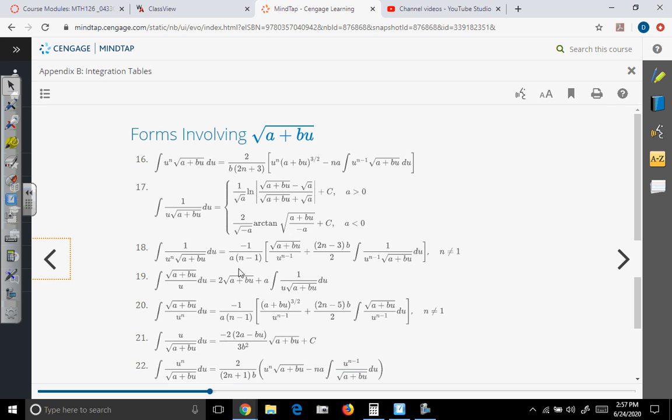Still took a little bit of work, but it was just recognizing which formula, what is our a, b, u, and n. So once we knew a, b, u, and n, we plugged into here. Notice we can't use this one if n equals 1. So when we got to this integral, then we were down to n equals 1. So if the power of u is 1, we had to use this one. So which version of this do we use? That depends on what a is.